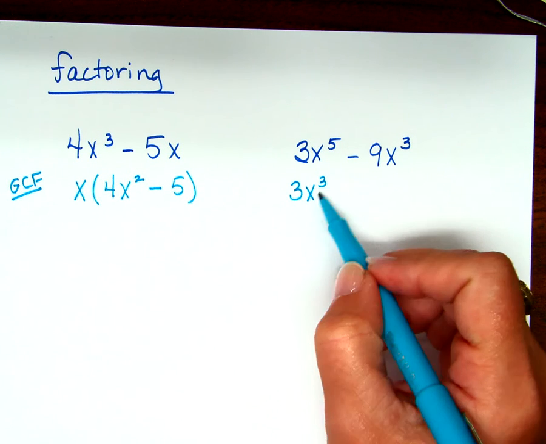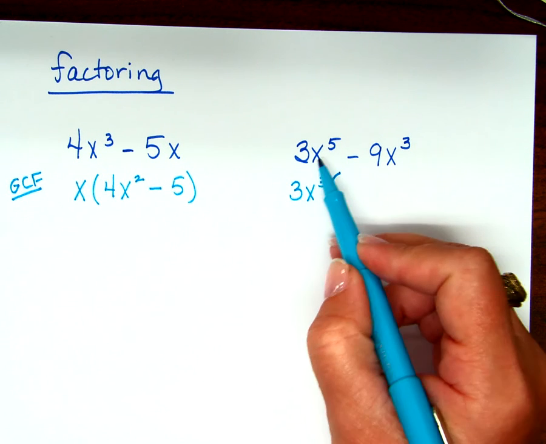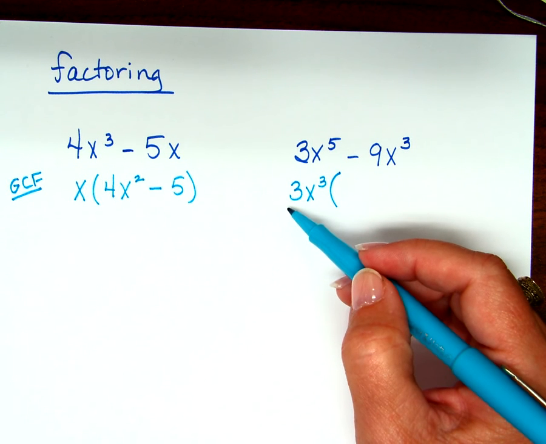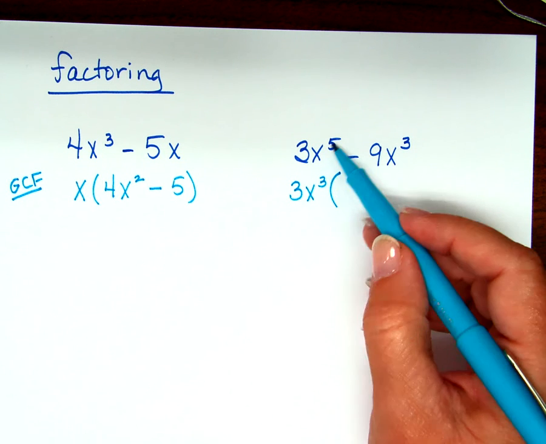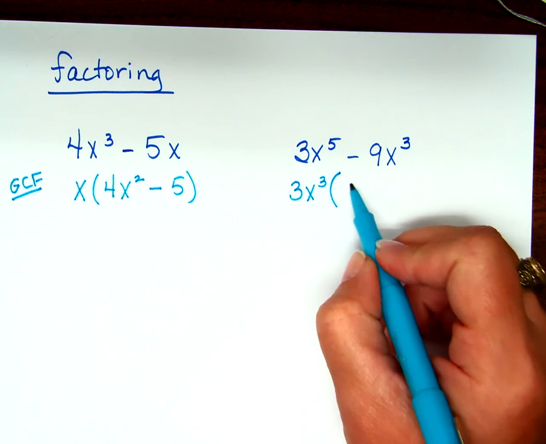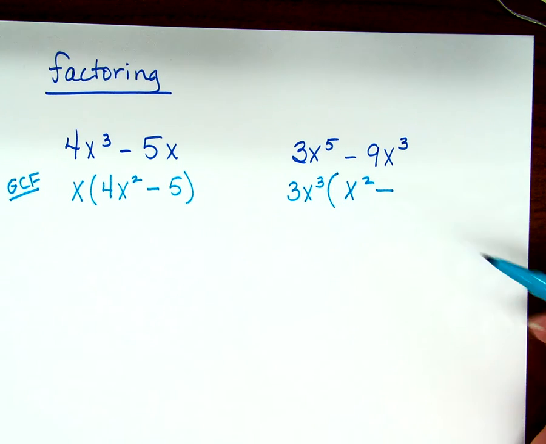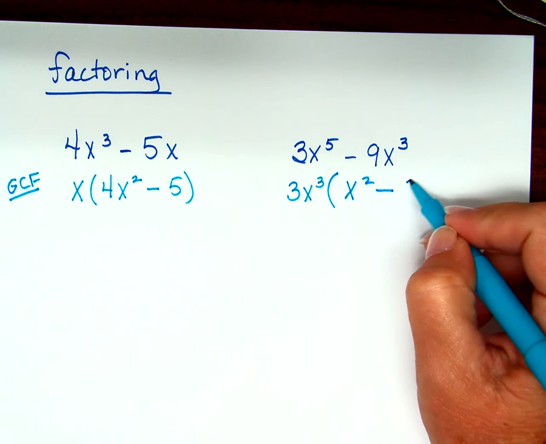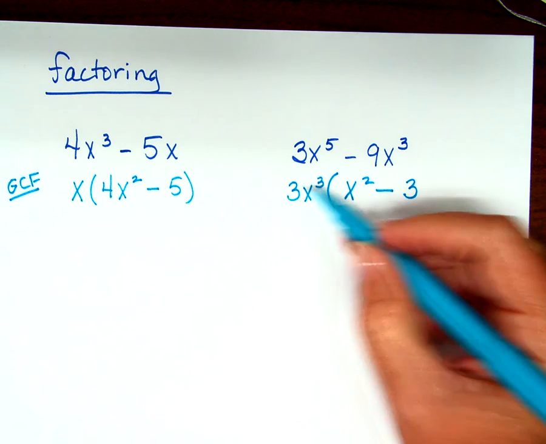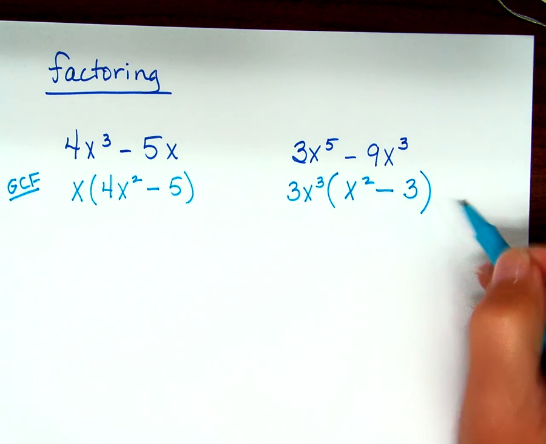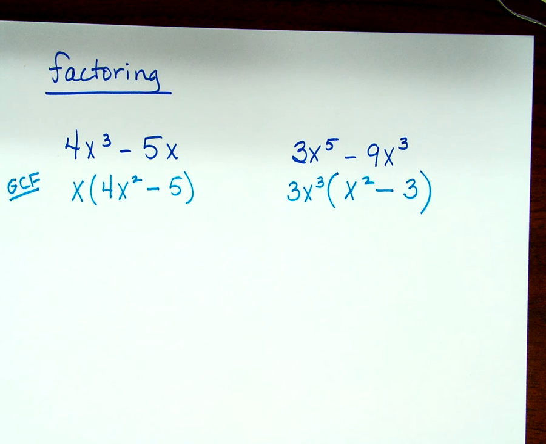So if I take out 3x to the 3rd, what's left? Well, 3 divided by 3 is 1, so there's no numbers left. What's x to the 5th divided by x to the 3rd? Absolutely, x squared. And then what's left when I divide this term by 3x to the 3rd? Minus 3, because 9 divided by 3 is 3. x cubed divided by x cubed is just 1, so it's just x squared minus 3. Does that make sense?